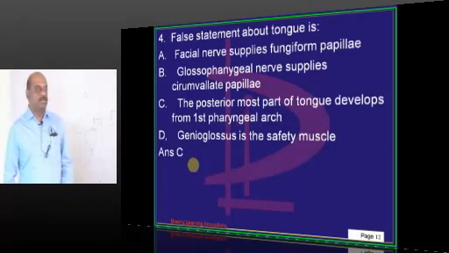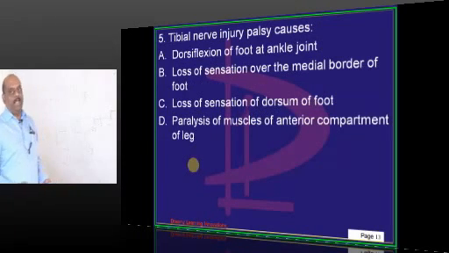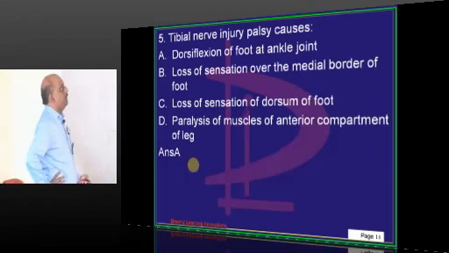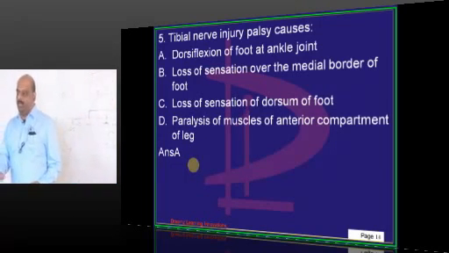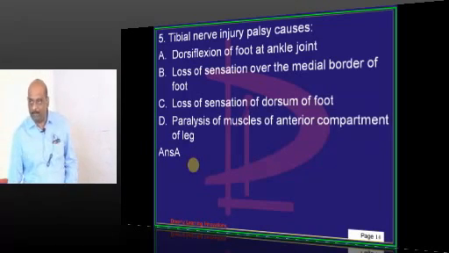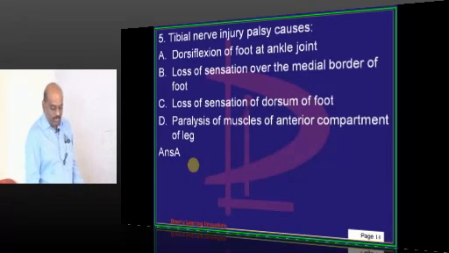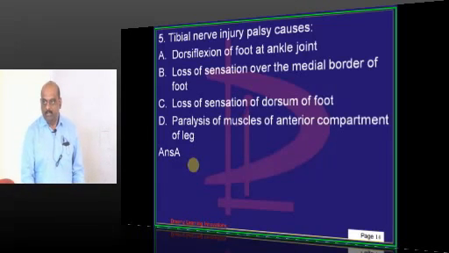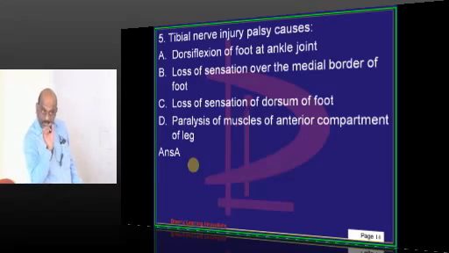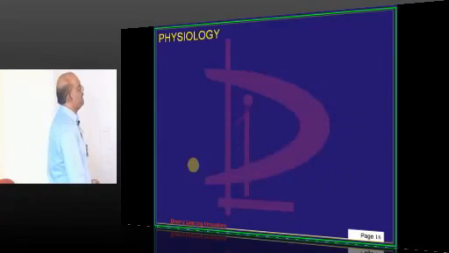So, tibial nerve palsy, what does it lead to? It leads to the loss of the dorsiflexion of the foot at the ankle joint, is what you need to remember. If you look at the dorsum of the foot versus the medial border of the foot, so L5 innervation is for the big toe, S1 is the innervation for the small toe, is what we need to basically remember.